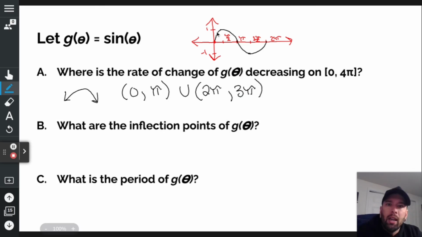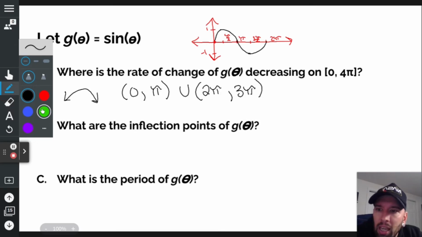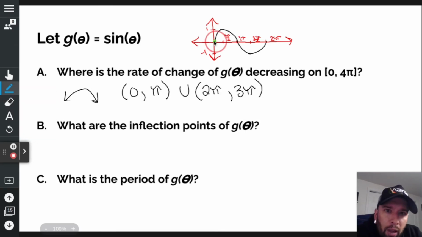What did I just say? Inflection points? I did just say inflection points. You're an inflection point. You're an inflection point. You're an inflection point. So it looks like inflection points happen at 0 and pi and 2 pi. Inflection points are going to be the x values that happen at every k pi, where k is an integer.